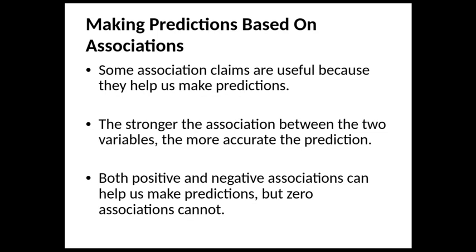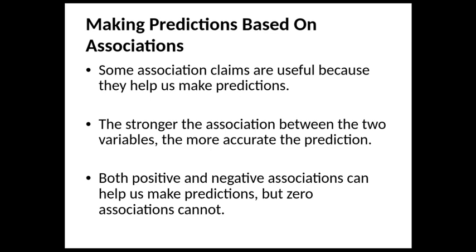They are exactly the same strength. Positive just means two are going in the same direction. They're both going up, they're both going down. Negative just means one goes up, one goes down, or one goes down, one goes up. So the number, whether it's positive or negative, is going to be the same if it's the same number. 0.8 positive, 0.8 negative. 0.2 positive, 0.2 negative.